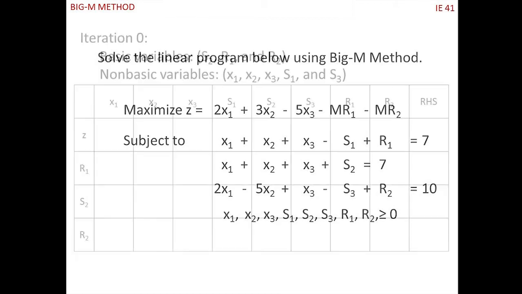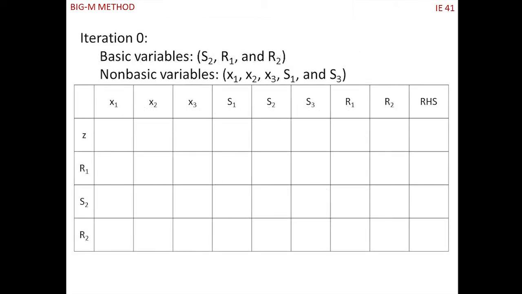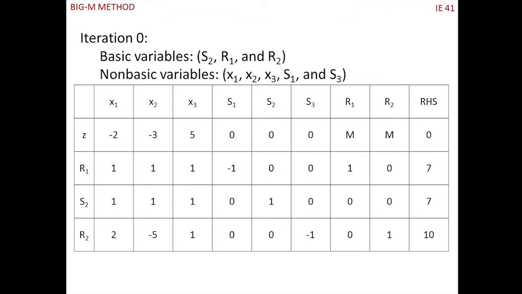Now we construct our starting tableau with slack variables s₂, r₁, and r₂. Note that before we can begin iteration, the columns of the slack variables must be normalized. The columns of r₁ and r₂ are not initially normalized, so we must perform Gauss-Jordan row operations. Doing this, we now have our starting tableau.